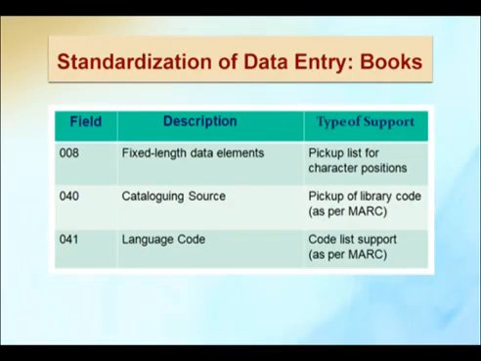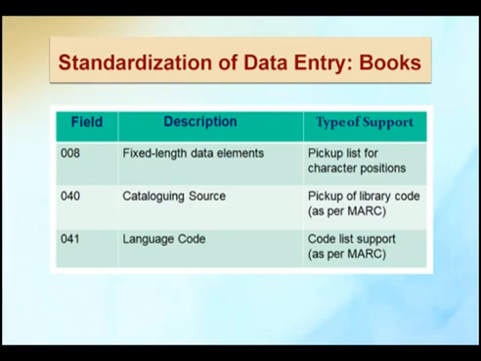Now 040 cataloging source, pickup of library code as per the MARC organization code. Suppose you are maintaining a group of libraries through a central location. There each library needs to have its own MARC organization code, and thereby you can go on for independent branch management with the availability of the cataloging source code. And you need to register your library with the web service of MARC, which will give you a code for your library, and that code you need to use consistently throughout your data entry operation for each and every bibliographic record.